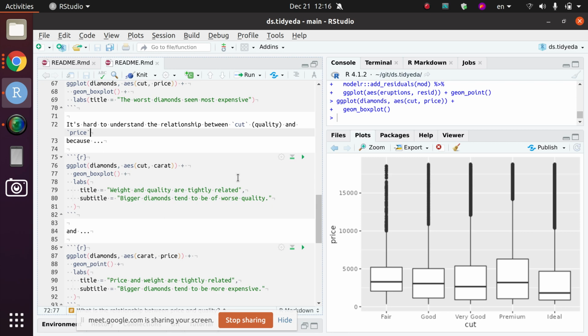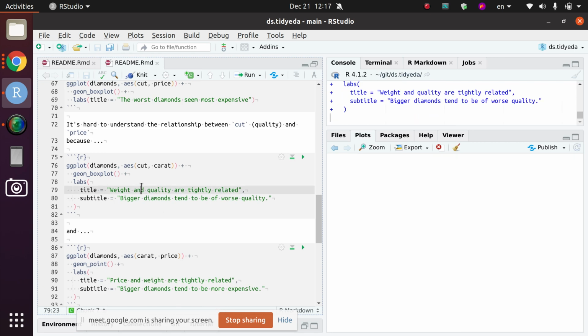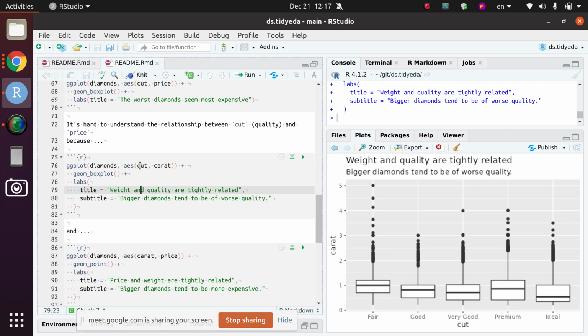So you would expect that weight and quality are related. Let me show you this plot here. What we are plotting is cut, which is the quality, and carat, which is the weight. You wouldn't think of this relationship as so obvious, but basically what we are noticing here is that the bigger diamonds tend to be of worse quality.